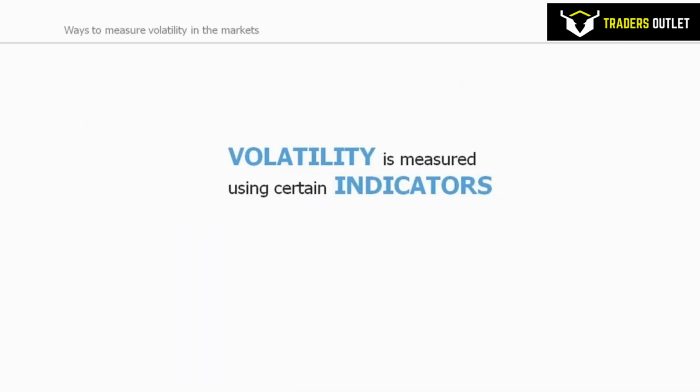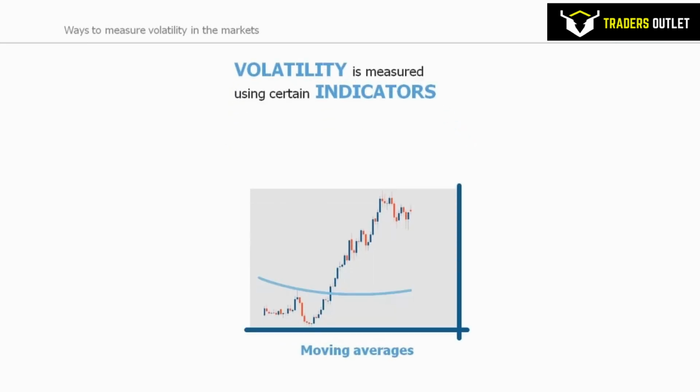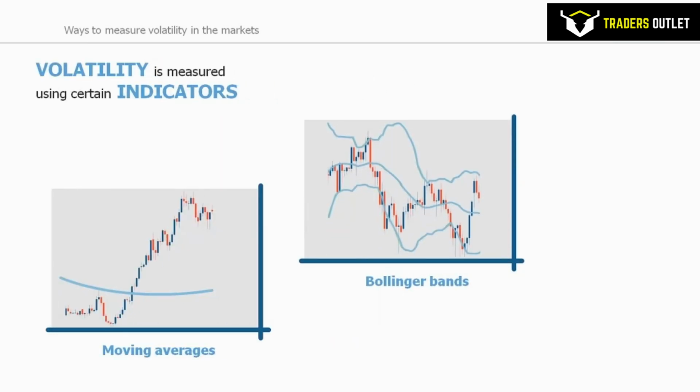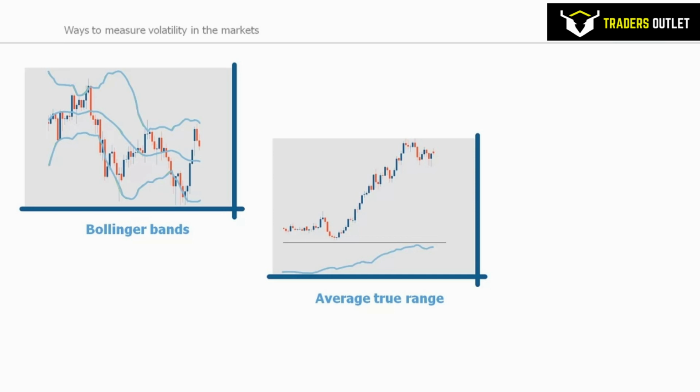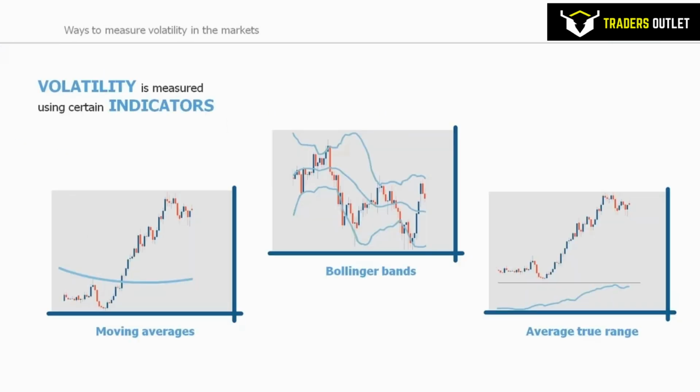In trading, volatility is measured using certain indicators. Moving averages, Bollinger Bands, and average true range are the most common indicators to use. Each of these indicators can be used slightly differently to measure the volatility of an asset and, more importantly, interpret this data in a different format.